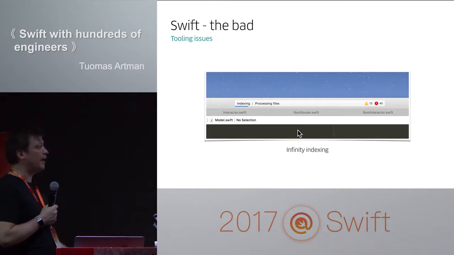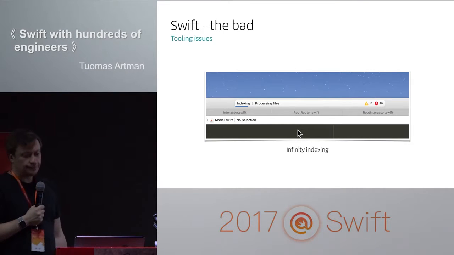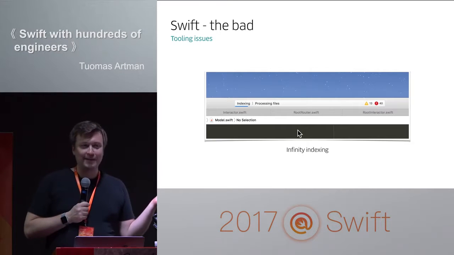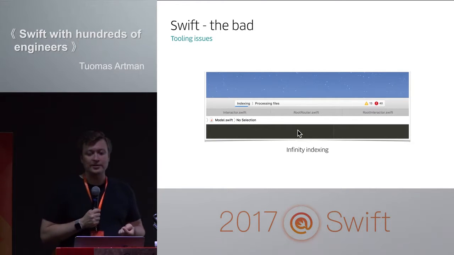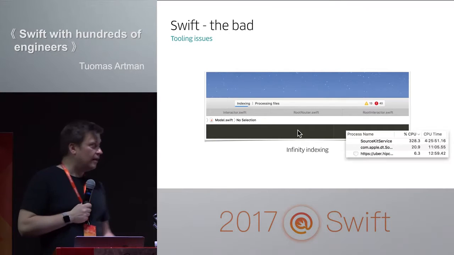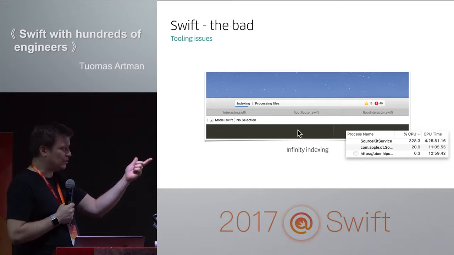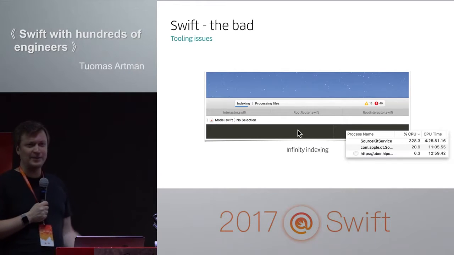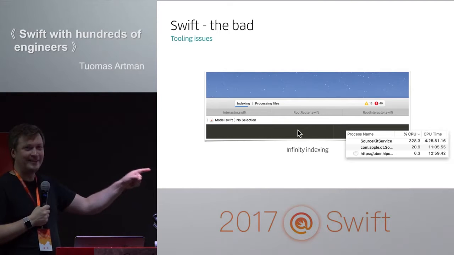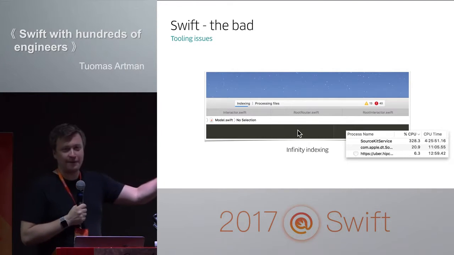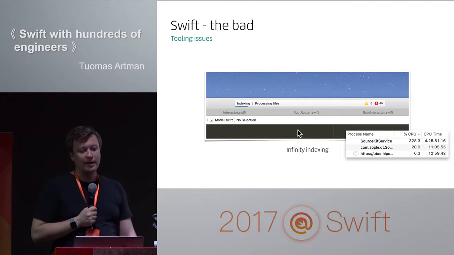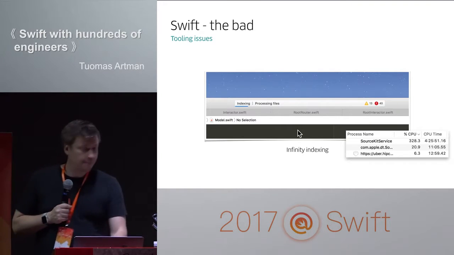Now, the next bad thing are tooling issues. I don't know if you've seen this. Infinite indexing was a huge problem for us. Our project was so huge that this is our CPU. SourceKitten uses 328% of our CPU all the time, and it doesn't stop. It just sits there. The indexing never finishes. I watched it for like 4 hours, and no, it didn't finish. And it was a huge problem.